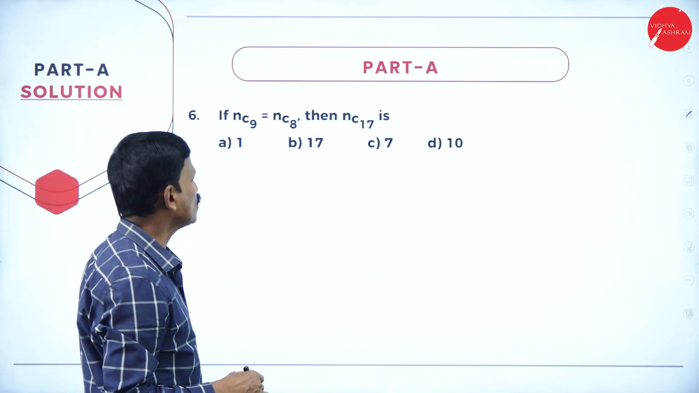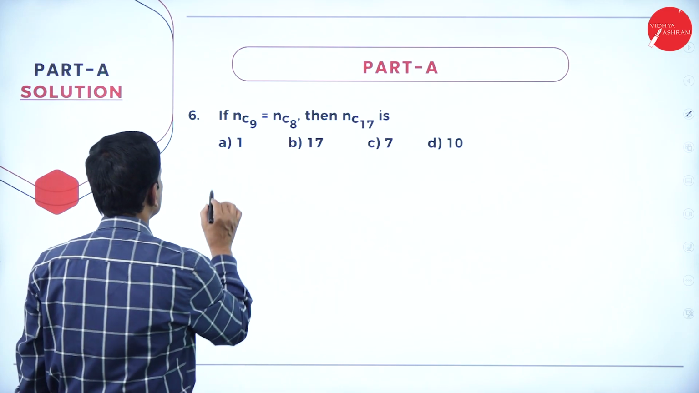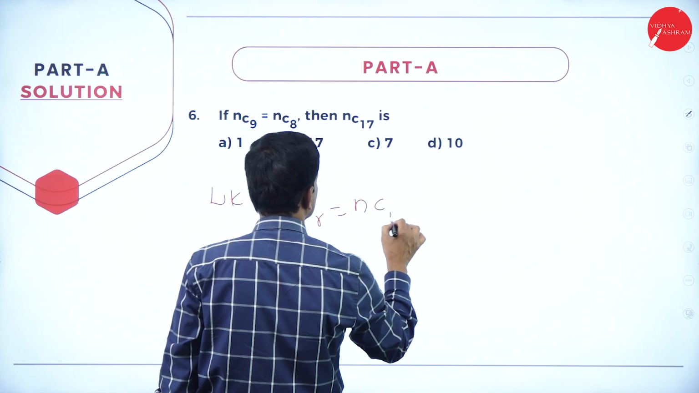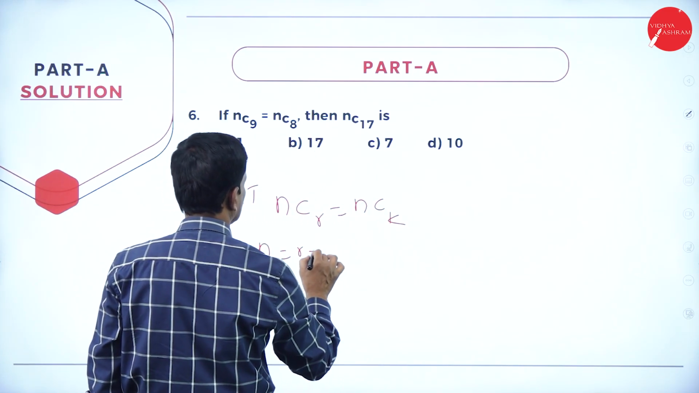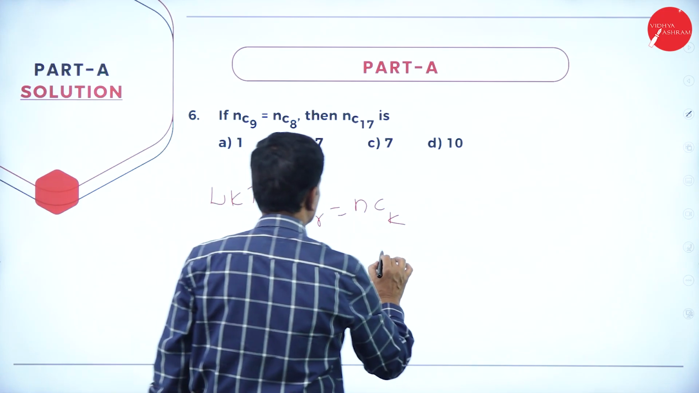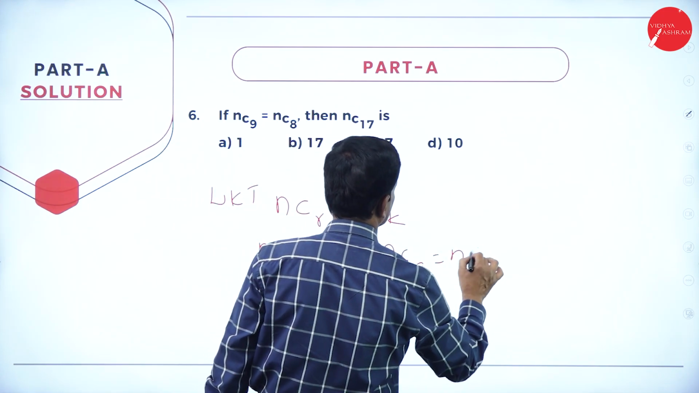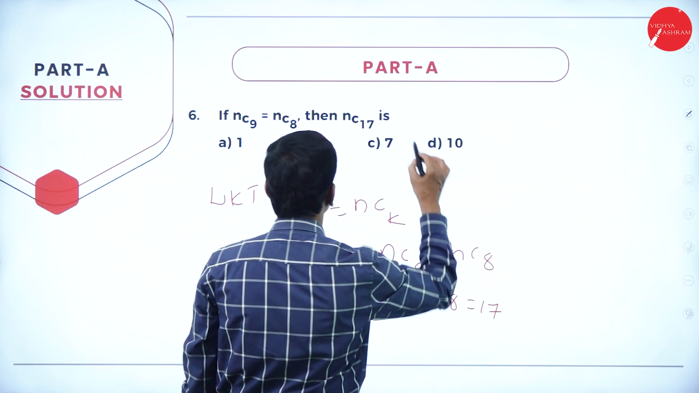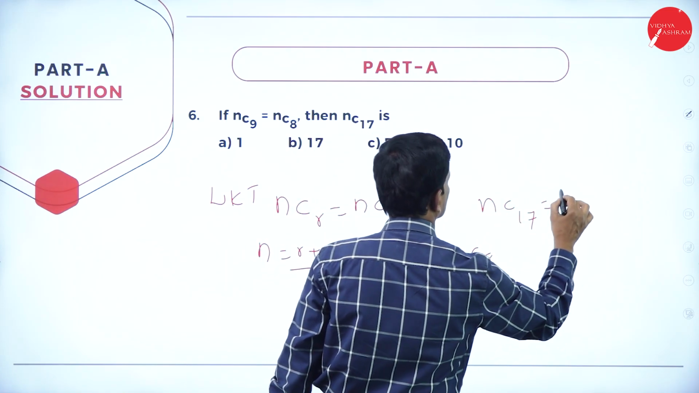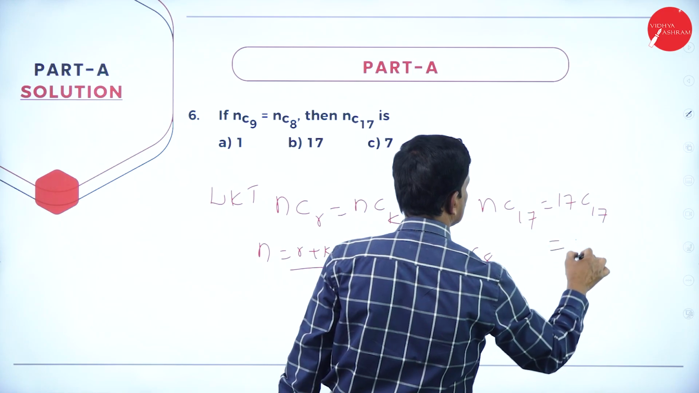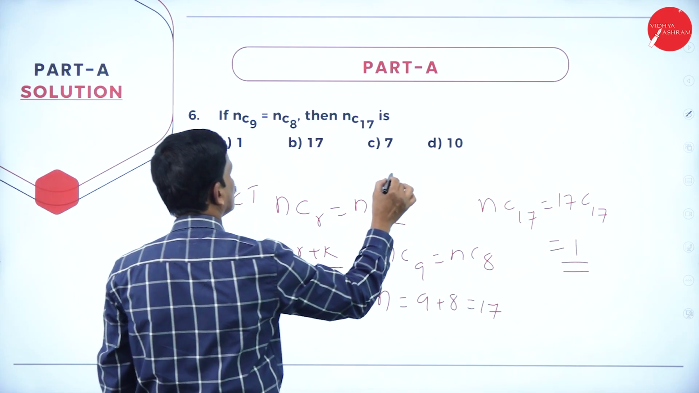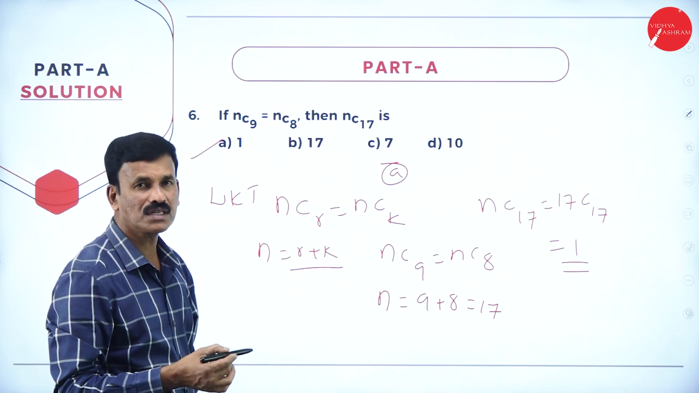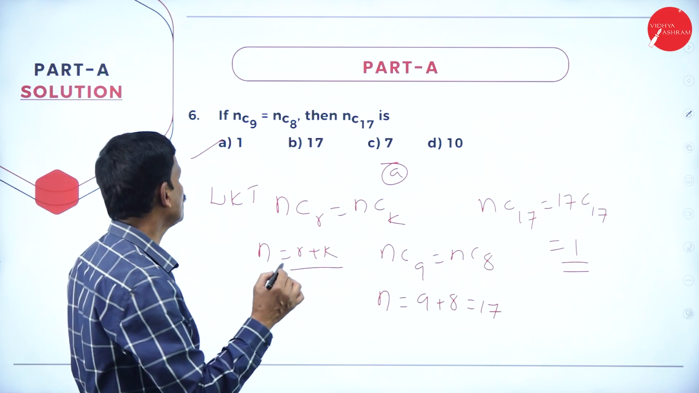If nC9 is equal to nC8, then find nC17. So, we know the formula: if nCr is equal to nCk, then n is equal to r plus k. Here what is given? nC9 is equal to nC8. That means n is equal to 9 plus 8, that's equal to 17. What is to find? nC17, so 17C17. You know nCn is equal to 1. The correct answer is A, that is 1. Now, move on to the next problem.